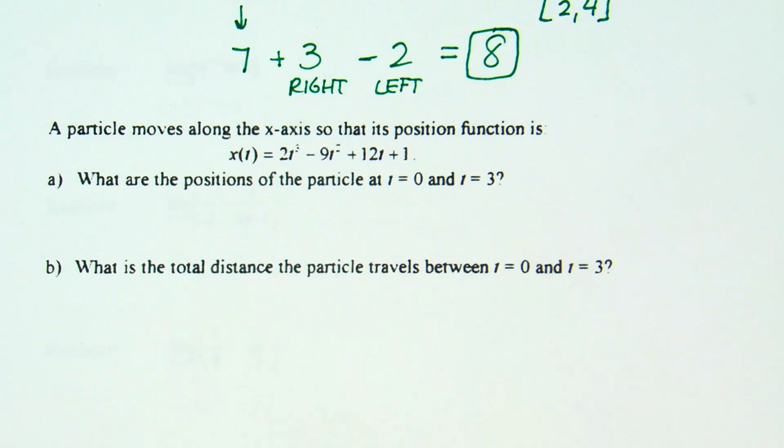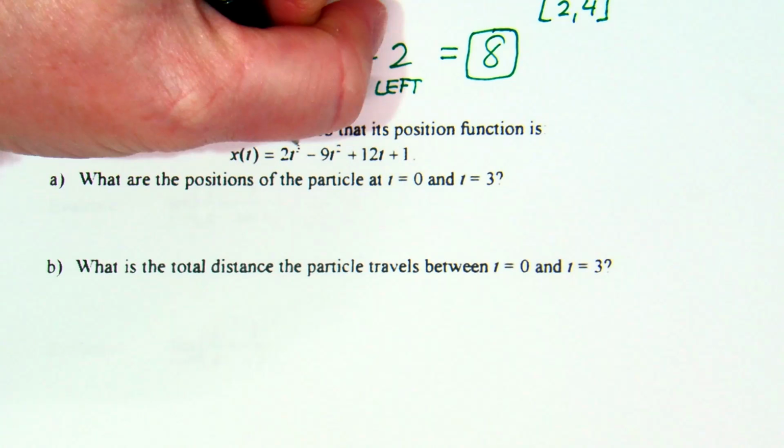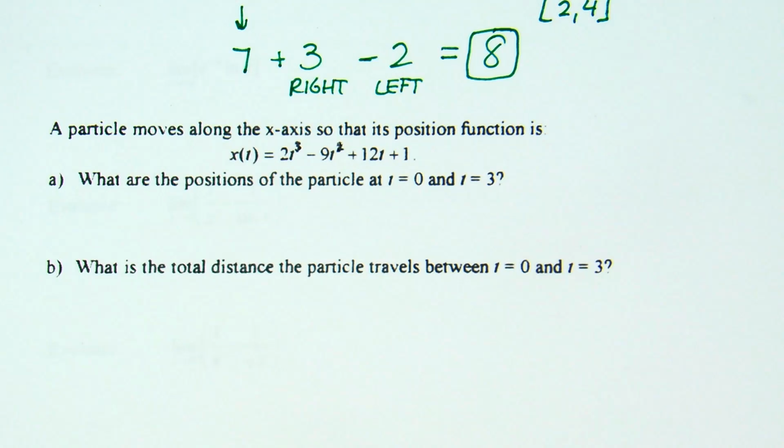Okay, moving along then. Maybe we'll have to do a little bit more than adding on this next one. A particle moves along the x-axis so that its position function is x of t equals 2t to the third minus 9t squared plus 12t plus 1. That's your position. What are the positions of the particle at t equals 0 and t equals 3?